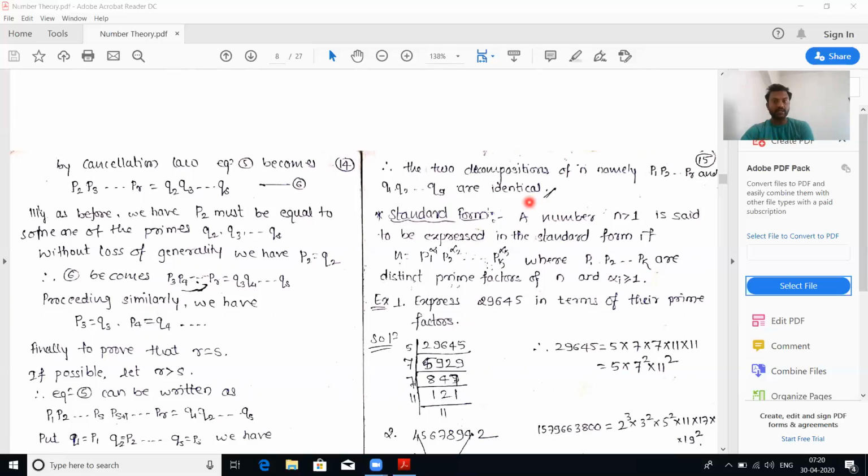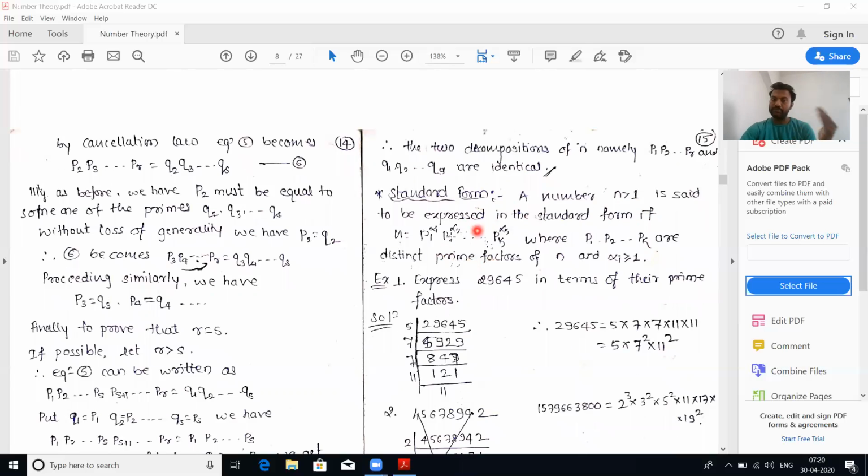Now comes the standard form. As we know, any natural number n can be expressed as a product of primes. Now, when is it said to be expressed in standard form? You have to check. We have expressed the numbers in the form of a product of primes.